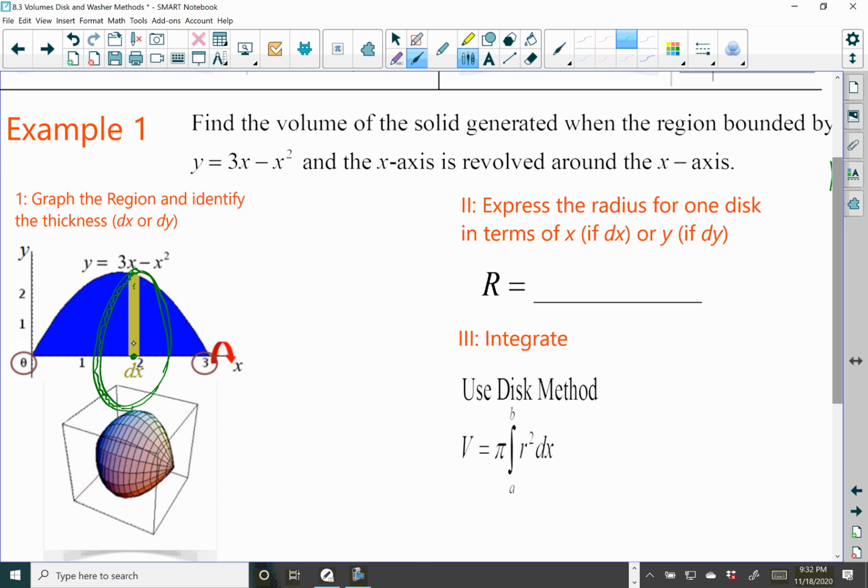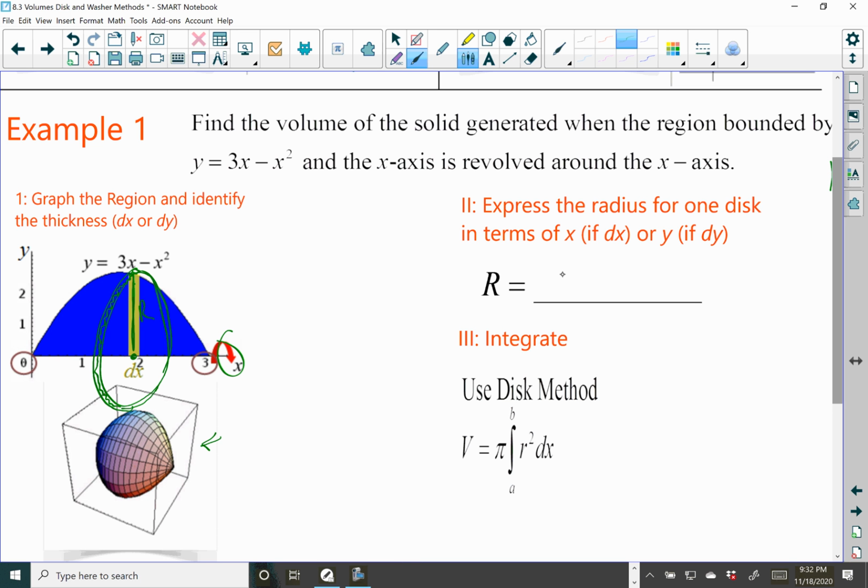Here's the center. So this distance is that big R that we're talking about. You can see here a 3D model of what this would look like as it revolves about the x-axis. You'll notice the revolution indicator there. So we got it graphed. Express the radius for one disk in terms of x if we're working in dx, and then y if we're working in dy. Well, let's work in x.